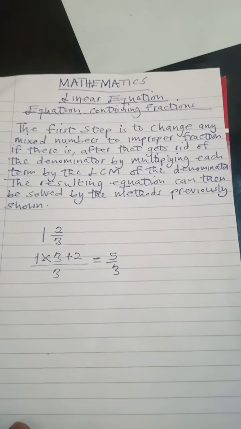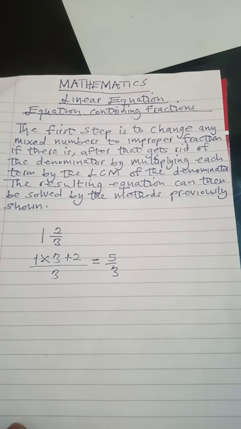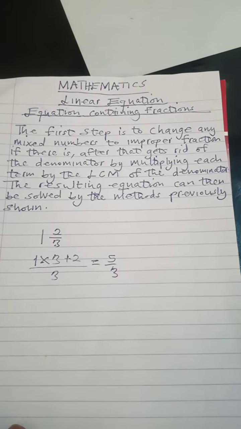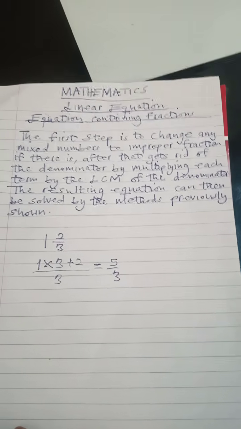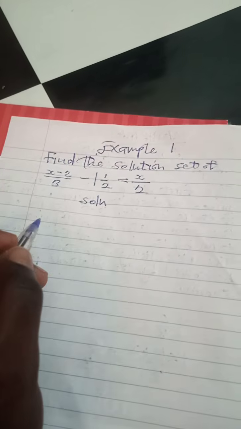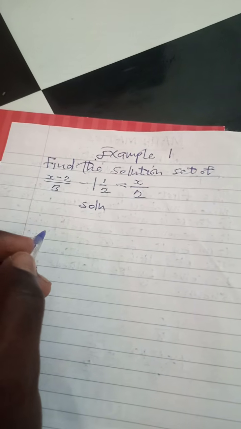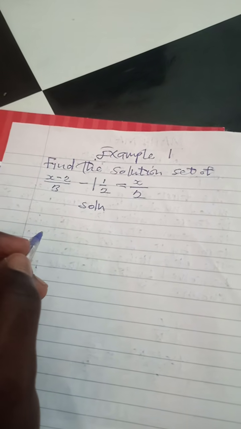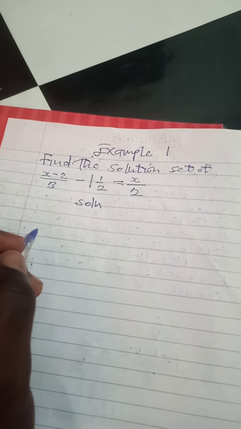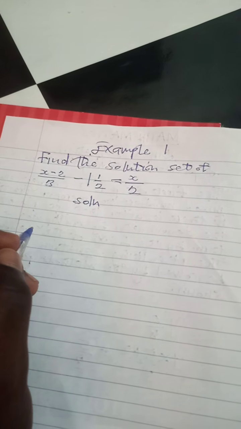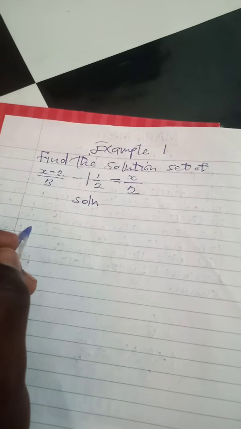So now we are going to move to example 1 of the equation that contains fractions. Okay, so example 1, it says find the solution set of x minus 2 over 3 minus 1 whole number 1 over 2 equal to x over 2.